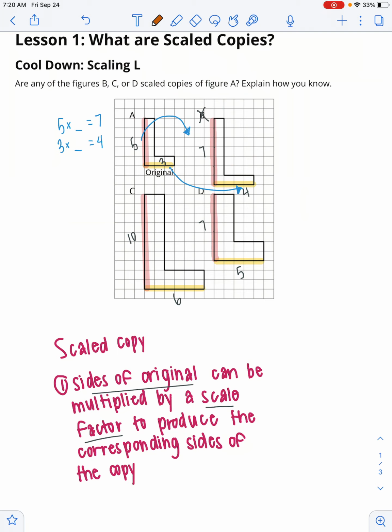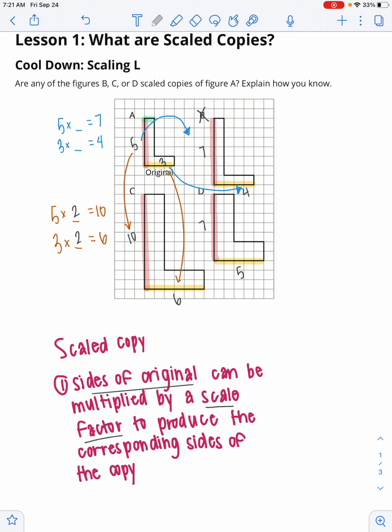Now let's take a look at C. In C, we've got 5 corresponding with 10, and we've got 3 corresponding with 6. So let's write it out. 5 times something equals 10, and 3 times something equals 6. Well, right away, I notice that 5 times 2 is 10, and 3 times 2 is 6. So C could very well be a scale copy. Our next step is to check the other sides. If C is a scale copy, all the sides of C will be double A.